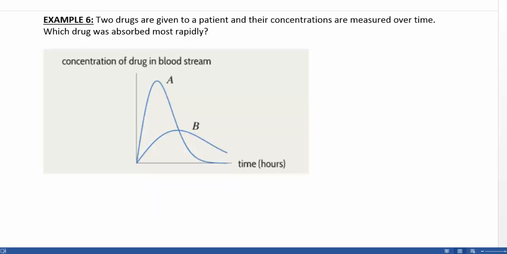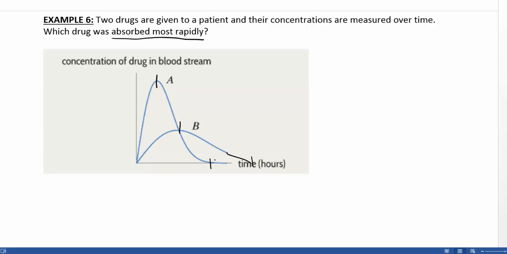Example 6. Two drugs are given to a patient and their concentrations are measured over time. Which drug was absorbed most rapidly? So the way that we figure out absorption is we want to figure out, one, which drug peaks the fastest. That means it's reached its maximum concentration. But we also want to look at when these drugs actually finish running their course and get out of the body. So in this case, we can see that drug A reaches its peak faster, and then it also finishes its own course faster. So it leaves the body, it gets back down to 0.